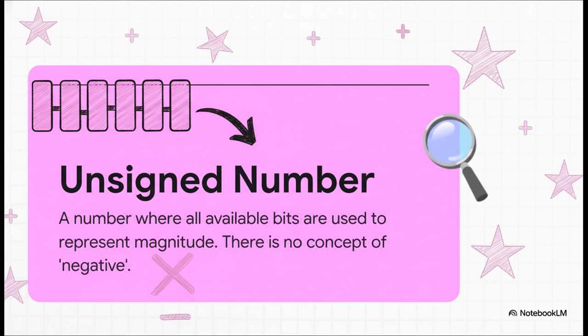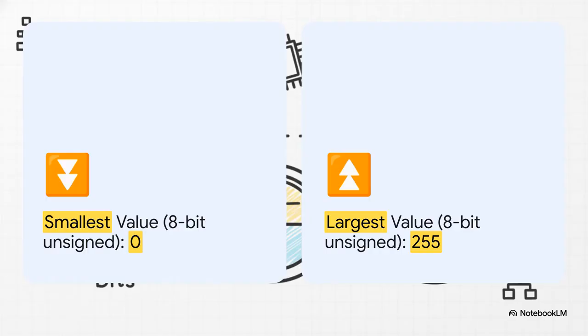All right, let's start in that more straightforward world. Unsigned numbers. The name really gives it away. There is no sign. Every single bit is used for one thing and one thing only, to represent the size, the pure positive value. The very idea of negative just doesn't exist in this world. So let's make that real with an 8-bit number. The smallest possible value you can have is all zeros, which is 0. The biggest is all ones, and in the unsigned world, that means 255. It's simple, it's predictable, it's efficient.